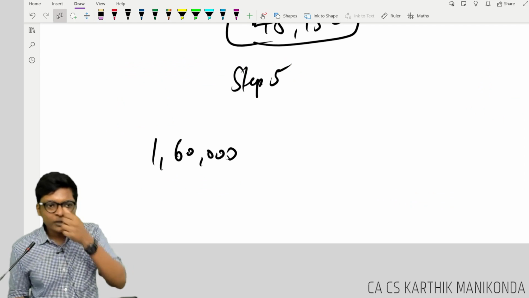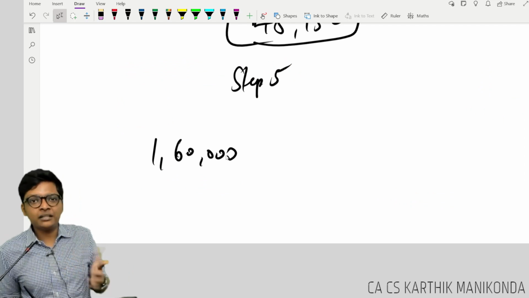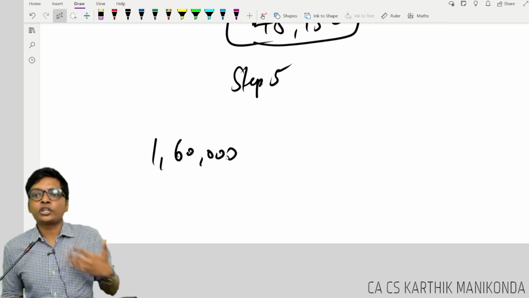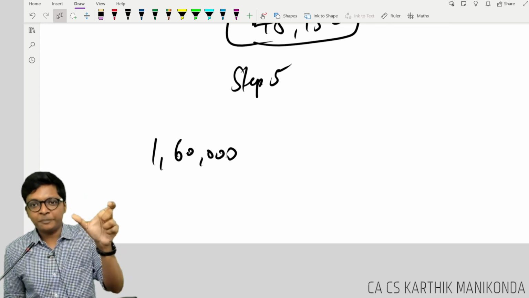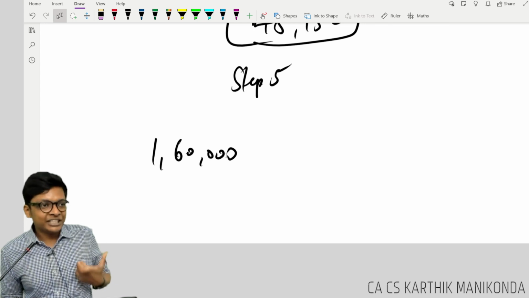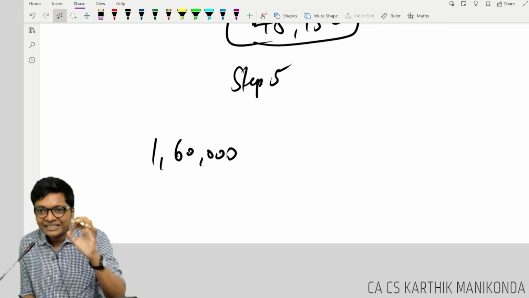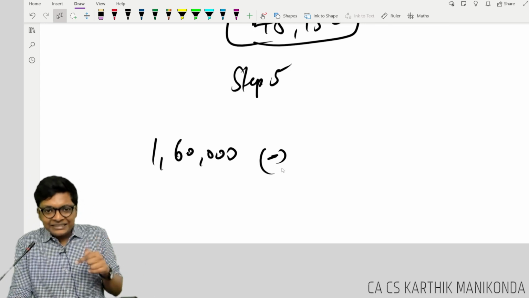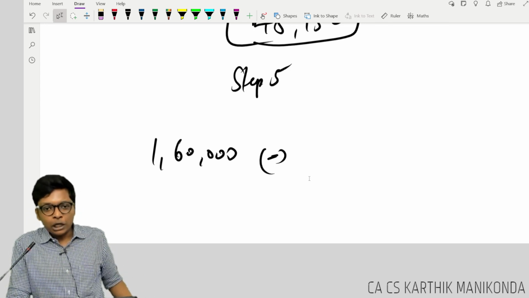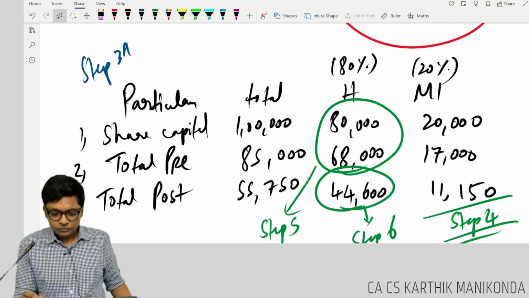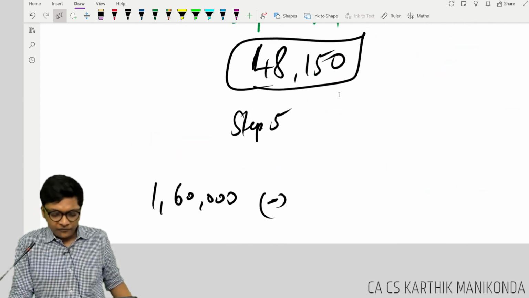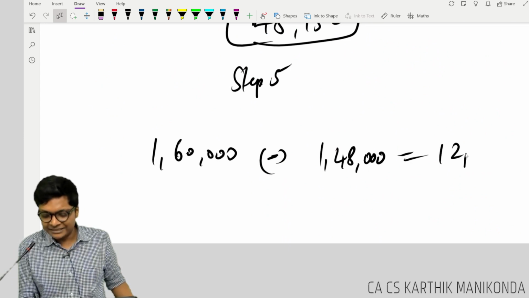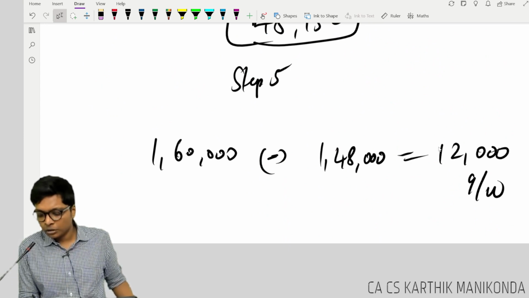So how much, guys? 1,60,000. Does this question have any pre-acquisition dividend? No, nothing about dividend declared. So always ask yourself, when you write cost of investment less pre-acquisition dividend, in this question it is 0. Are you following, guys? Minus net assets on the date of acquisition. How much, guys? 1,48,000. So for something worth 1,48,000, I paid 1,60,000. So 12,000 is my goodwill.